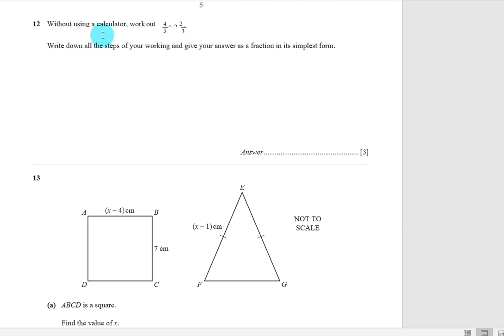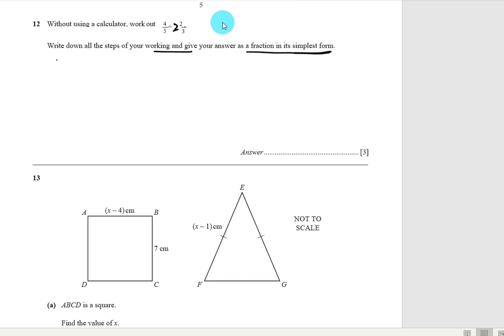Now, without using your calculator, work out 4 over 5 divided by 2 and 2 over 3. Write down the steps of your working and give your answer as a fraction in its simplest form.